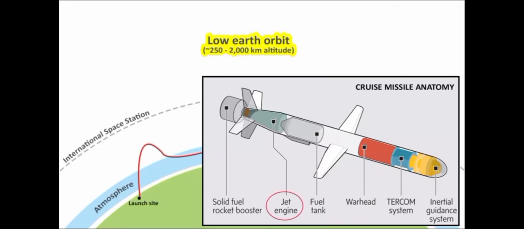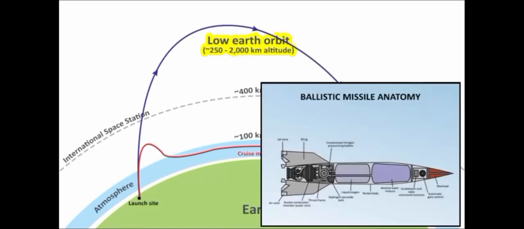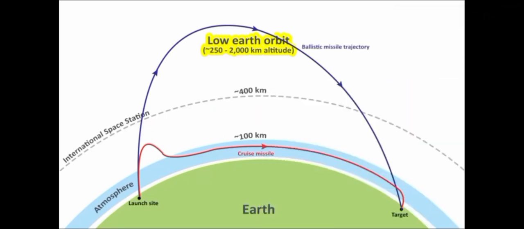In addition to that, these missiles also have inbuilt navigation and they can travel at a very low altitude for avoiding enemy detection. On the other hand, a ballistic missile has a rocket engine. It doesn't have a jet engine. The main difference between them is that jets get the oxygen to burn fuel from the air and rockets carry their own oxygen, which allows them to operate in space.